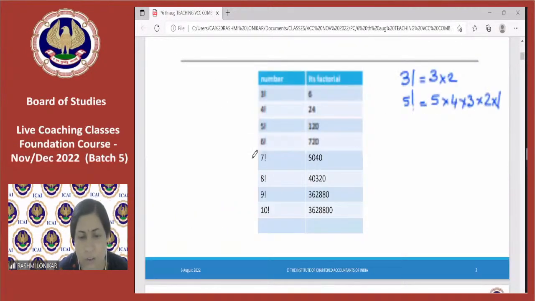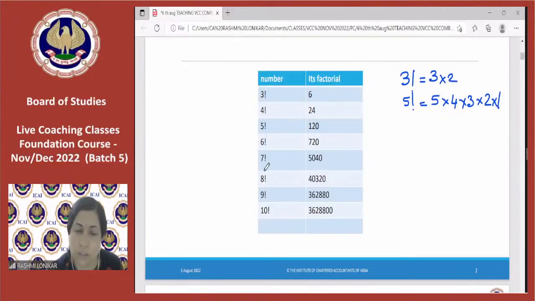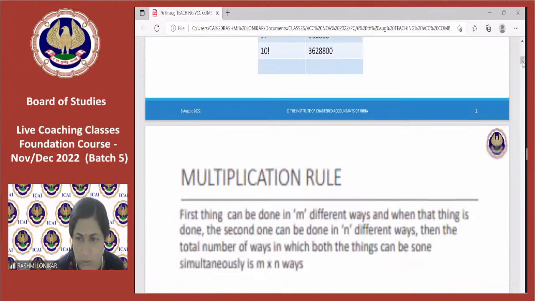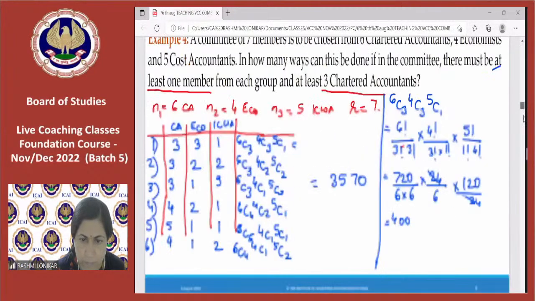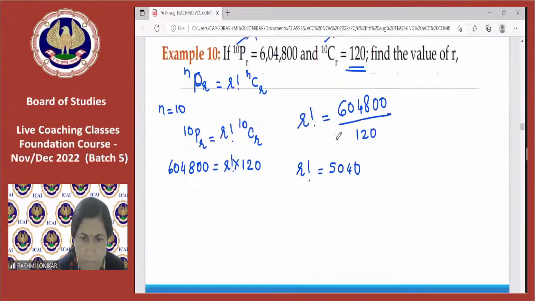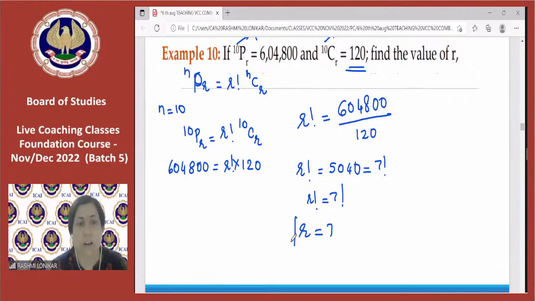How much is 5040? It is equal to 7 factorial. Okay, 5040 is equal to 7 factorial. That means R factorial is equal to 7 factorial. So R is equal to 7. Okay. Is that clear?